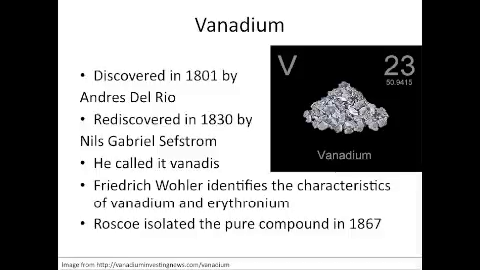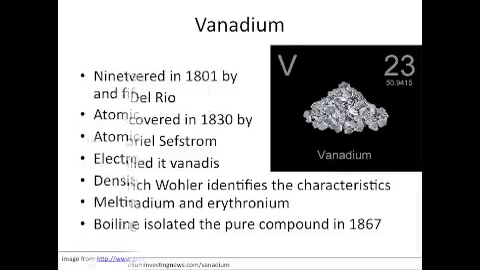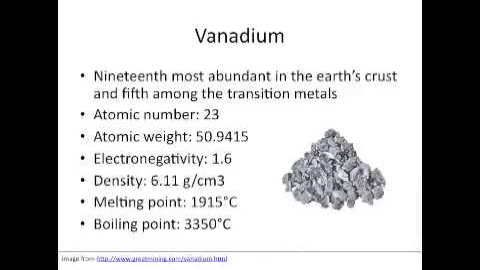Friedrich Wöhler identified the characteristics of vanadium and erythronium. Roscoe isolated the pure metal back in 1867 by reduction of the chloride with hydrogen. Vanadium can be found in the Earth's crust with an abundance of 0.0136%, which is the 19th most abundant element in the crust. In terms of transition metals, it is the 5th most abundant and is widely distributed.